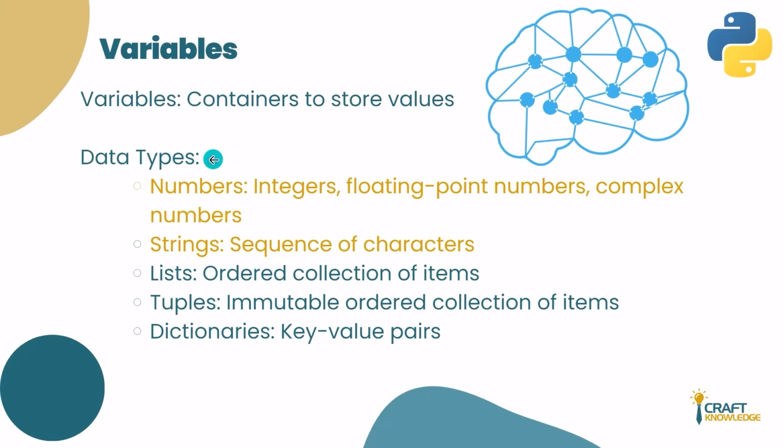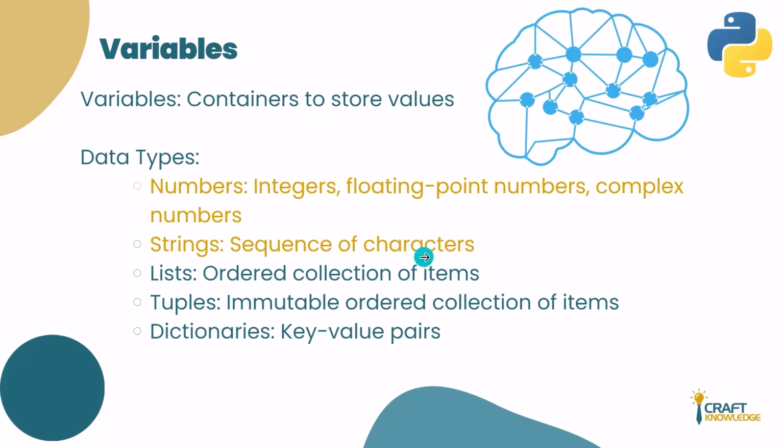So we have different types of variables. For example, we have numbers, and we have two types of numbers: integers, positive, negative, and then we have floating point numbers, complex numbers, different types of numbers. We'll talk about it. And then we have strings. So strings are basically the sequence of characters.